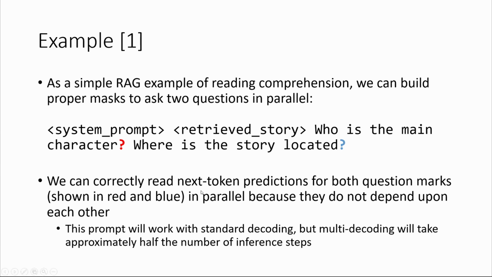The observation that we're trying to make here with MultiDecode is that the red and the blue questions don't depend on each other. They're actually both only dependent on the retrieved story. So the reality is you'll get a slightly different answer if you answer them sequentially than if you answer them in parallel. But the parallel answer should nominally be just as good as the sequential answer, because there's nothing about where the story is located that truly should depend on how we answered the question, who is the main character?